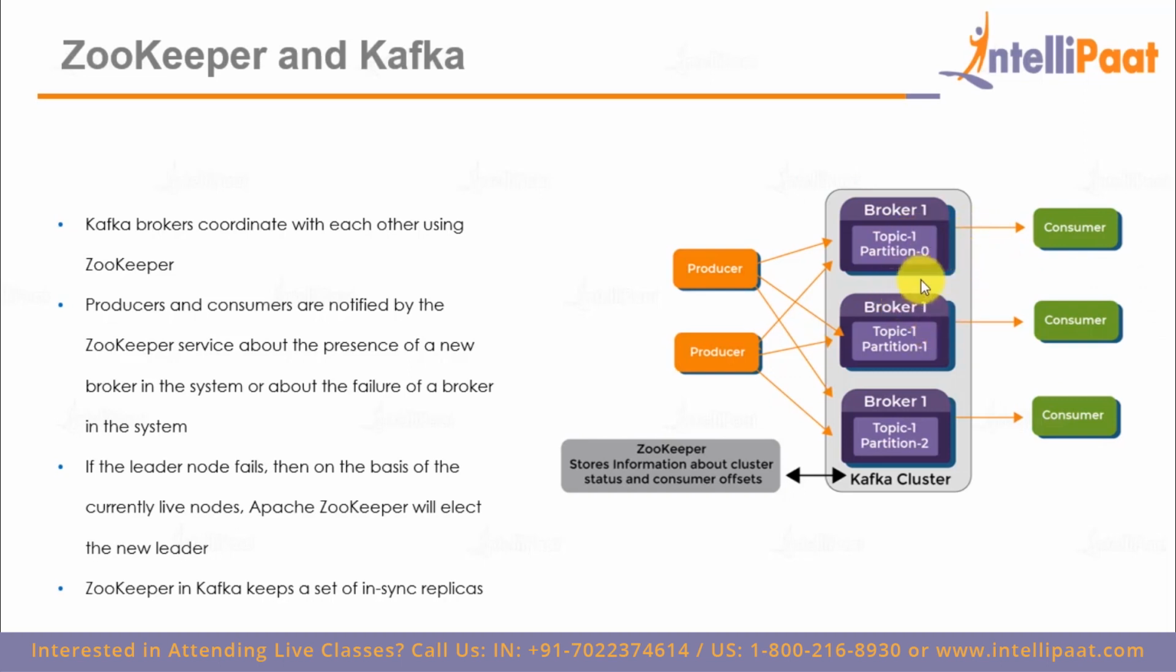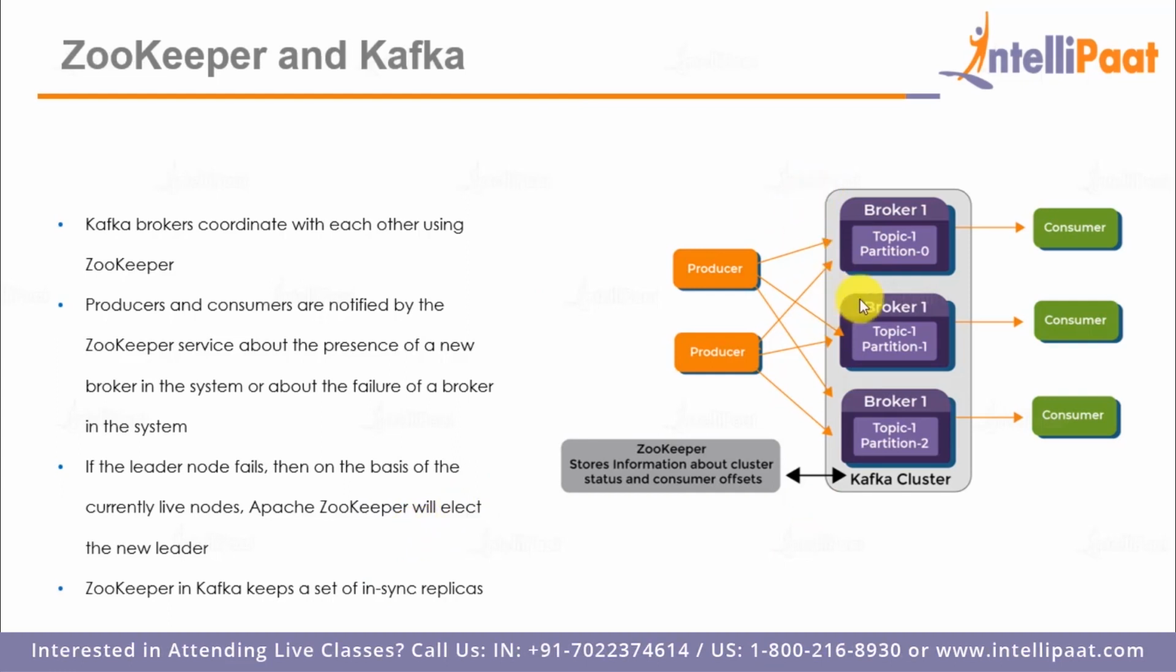Zookeeper notifies these two producers and these three consumers that, listen, I have added two more brokers into this Kafka cluster, and whatever messages you'd be sending would be processed in parallel by all three brokers over here. Right. Now, if the leader node fails, then on the basis of the currently live nodes, Apache Zookeeper will elect the new leader. I've already told you about this.